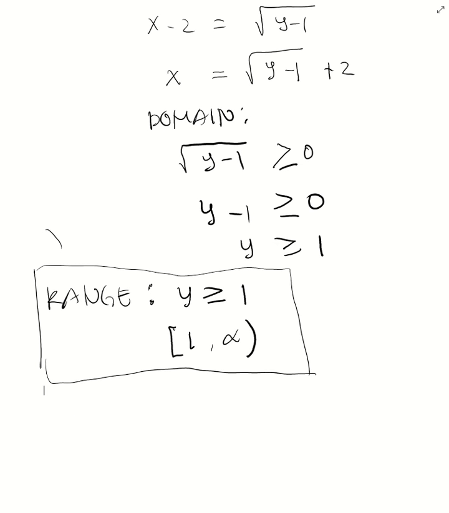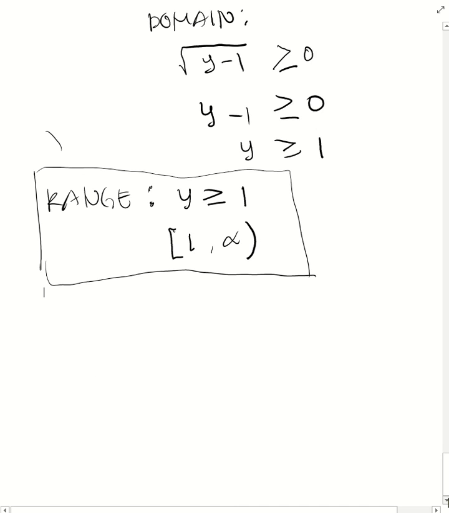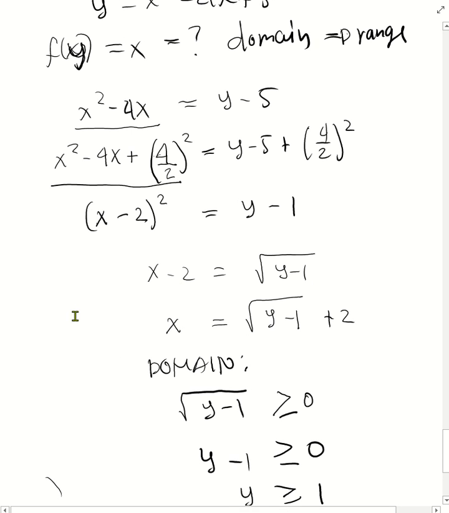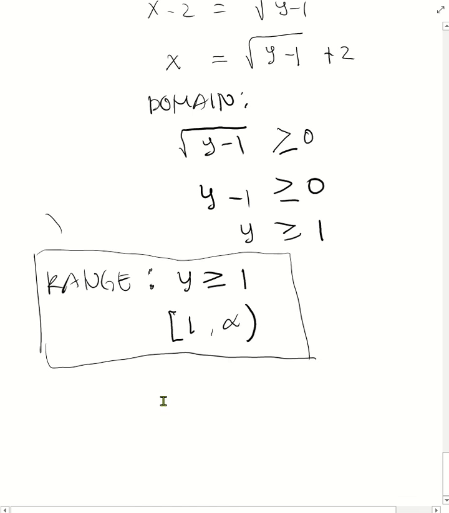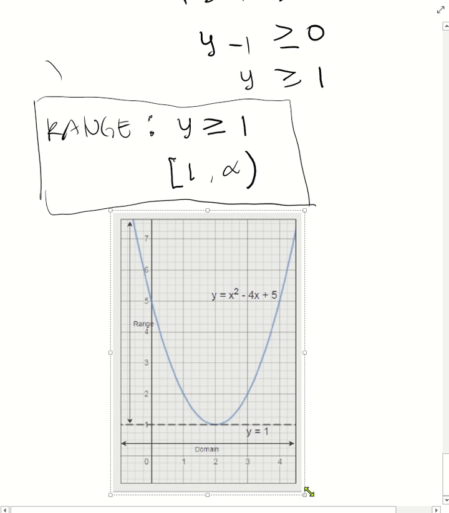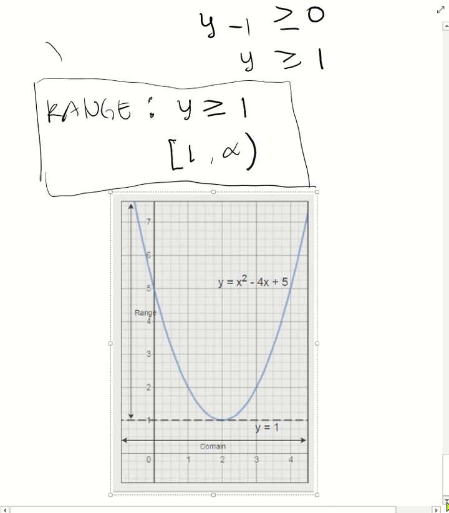Another way to determine the range is through the graphical method. You can graph or plot the function. If you try to plot this function y equals 2x squared minus 4x plus 5, this is a parabolic function. It's a quadratic, so the graph is a parabola. Then this is the graph. So this will be the result of the graph. So graphically, we can determine the range.